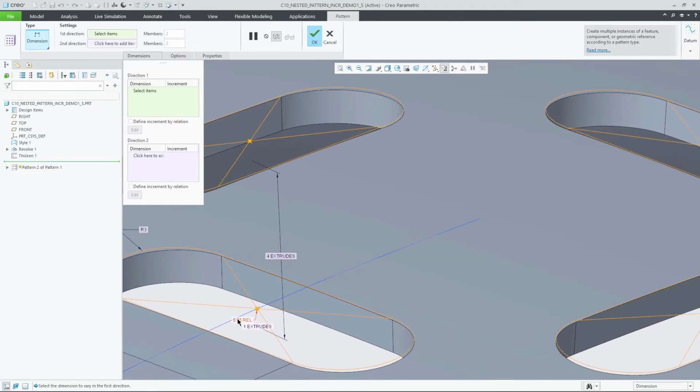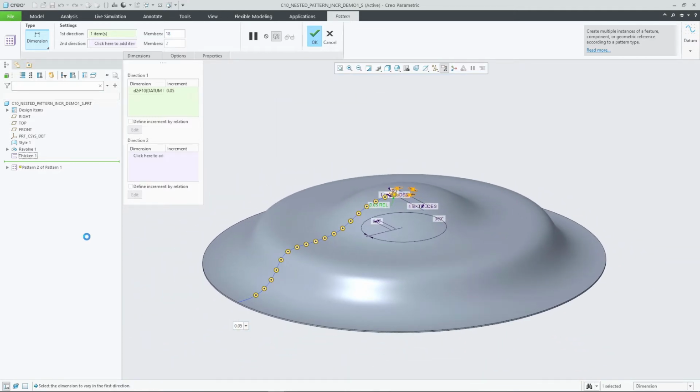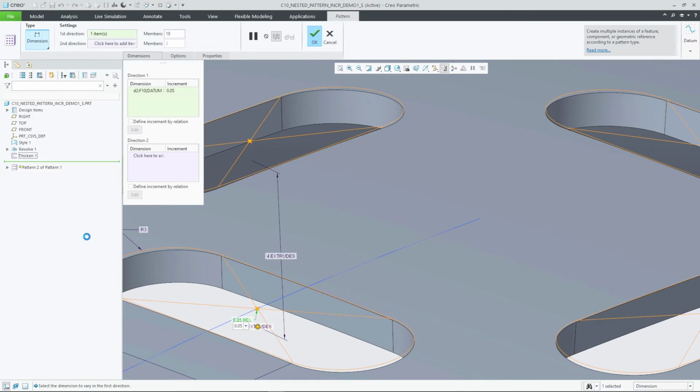The first demonstration shown here starts with an axis pattern that distributes four extruded cuts evenly over a full angular extent of 360 degrees. The location of the first cut is determined by a relative position along a cross-section curve shown in blue.